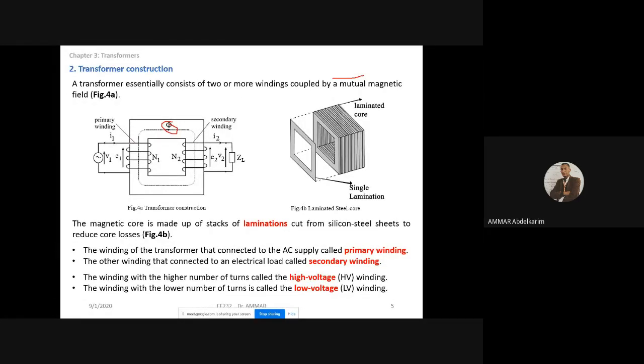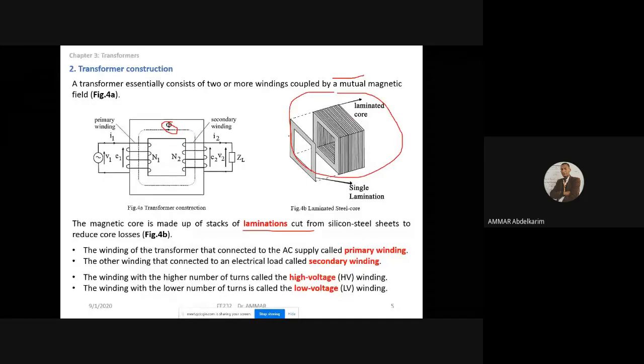magnetic field. So the magnetic core is made up of stacks of lamination. Lamination means thin sheets, as you see here in this figure. Those are the sheets compacted with each other to form the core. So this is a single lamination, and we know we use those laminations in order to reduce the eddy currents in the core. So this is the construction of the transformer.